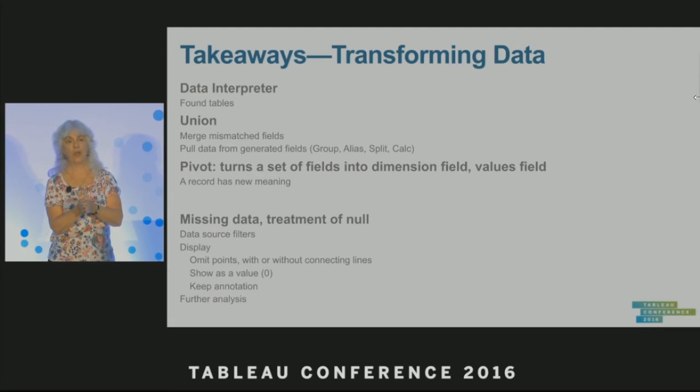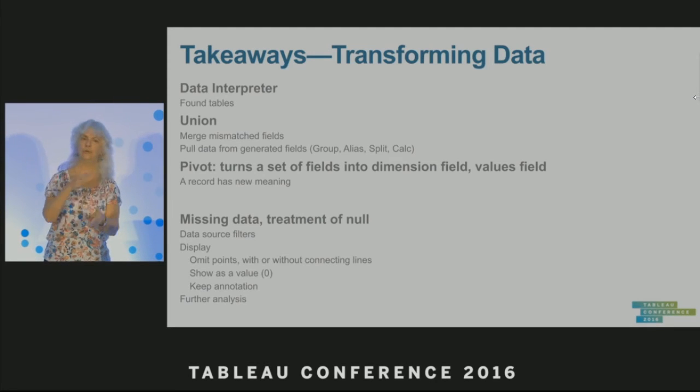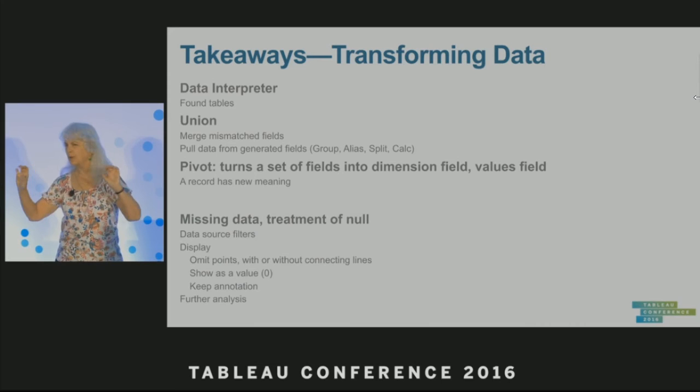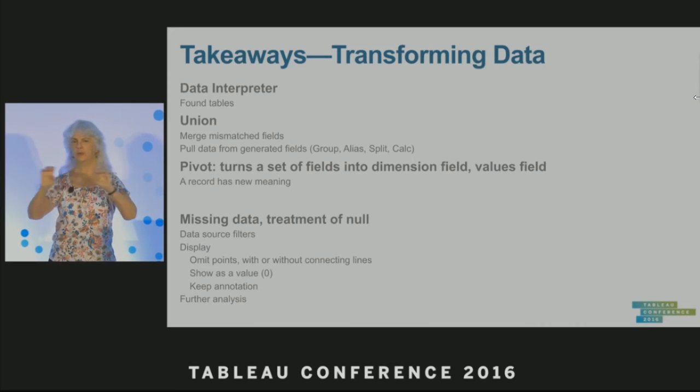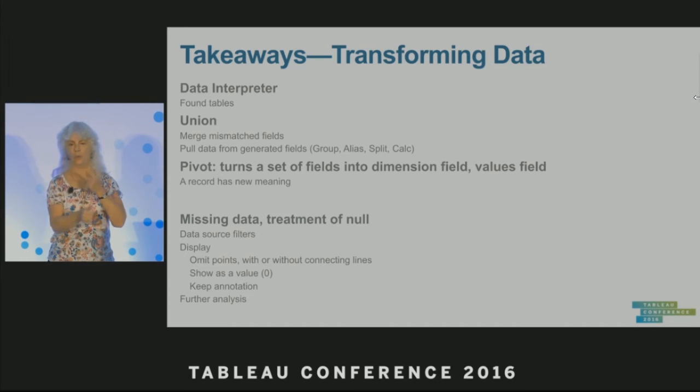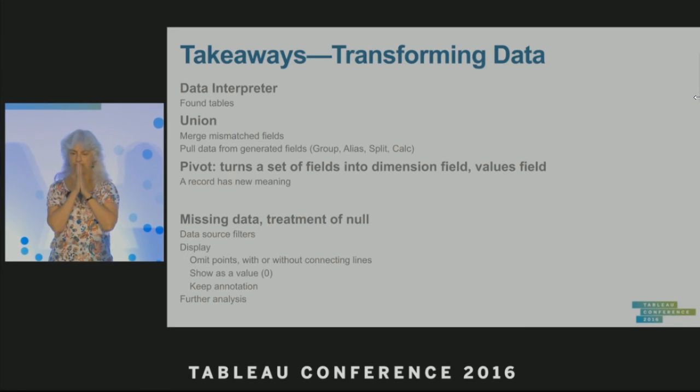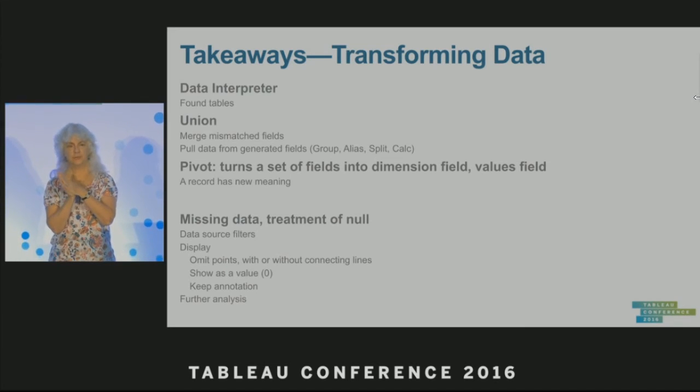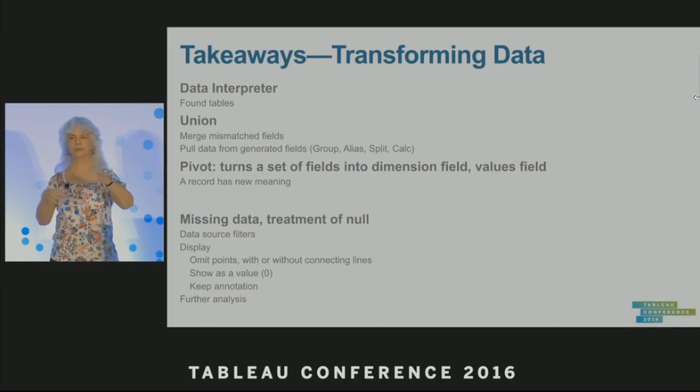After that happens, a record will have a new meaning, and you should be clear on what a record meant before. In our case, it was like 12 different prices, and what a record means now: one grain, one date, one price. We also talked about treatment of null. Data source filters are a great way to get rid of null records, just not have to deal with them. We talked about various ways of displaying them.